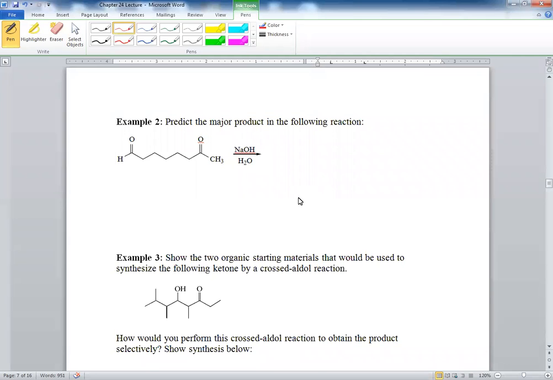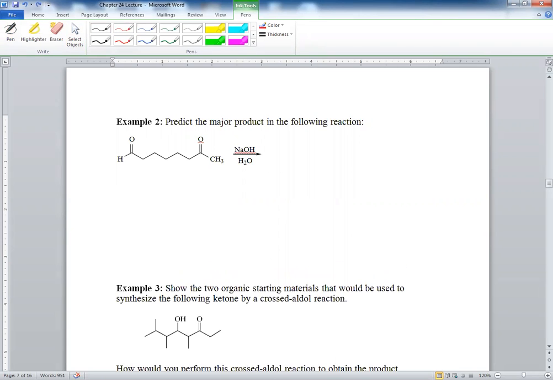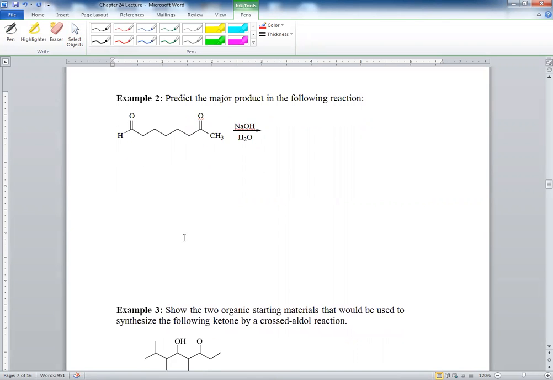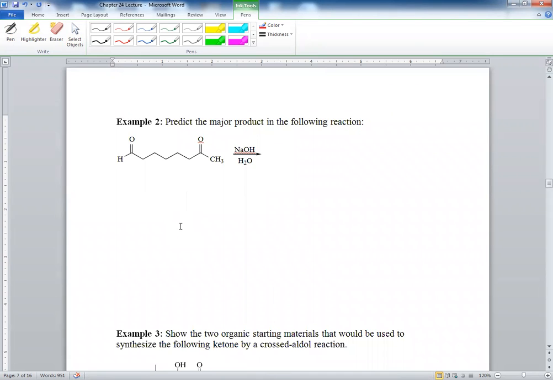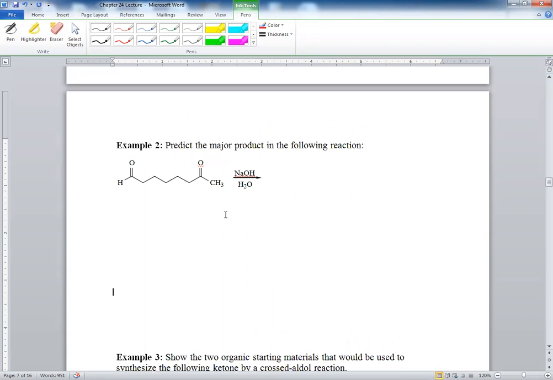So here's a second example, and I need you to really pay attention to this example because it's going to react with itself, and you have to see the reaction occurring and determine what attacked what. In this case, you have three possible enolates. Here they are. You can form an enolate here at A, you can form an enolate at B here. I'm just going to number them as A, B, and C, and there at C. So you have three possible enolates.